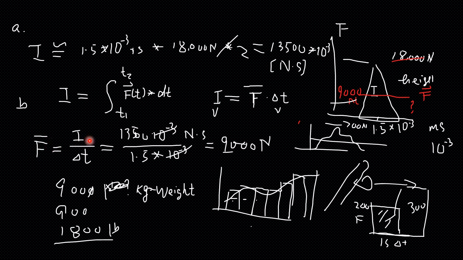Average force, the impulse divided by the time. So the numbers are there. The impulse we already calculated from here, and then divided by the time, so 9,000 newtons. It's basically just to verify what you see here, the average force. Average force means it's not 0, but it's not 18,000. Average is 9,000, halfway. But if it's any special shape, you have to do this process: the impulse divided by the time, and then you get 9,000 newtons. So that's the idea.